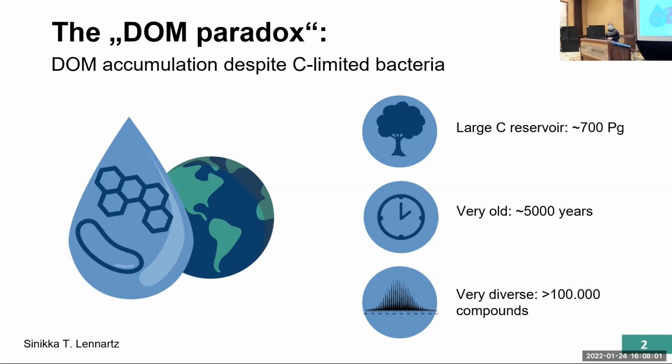It's also a very old reservoir, so the mean age of this complex mixture of organic molecules is about 5,000 years. And that means it travels several times along the overturning circulation. And what will become especially important in this talk is it is also a very diverse mixture. So more than 100,000 different compounds have been identified on a molecular formula level, and there are probably a lot more.